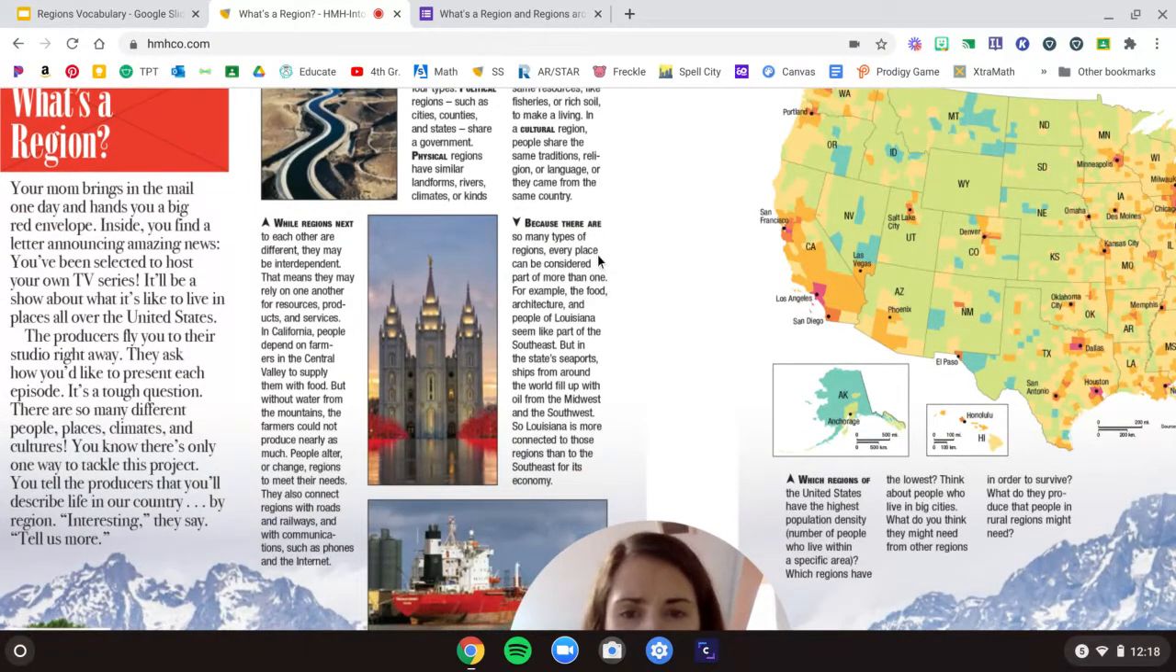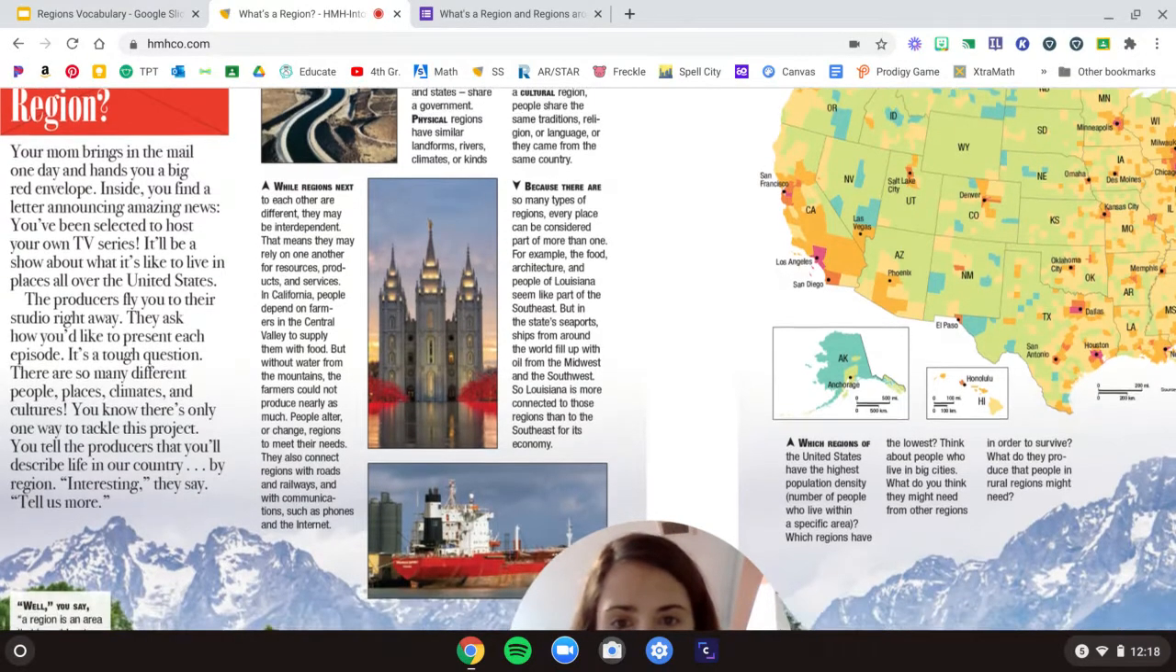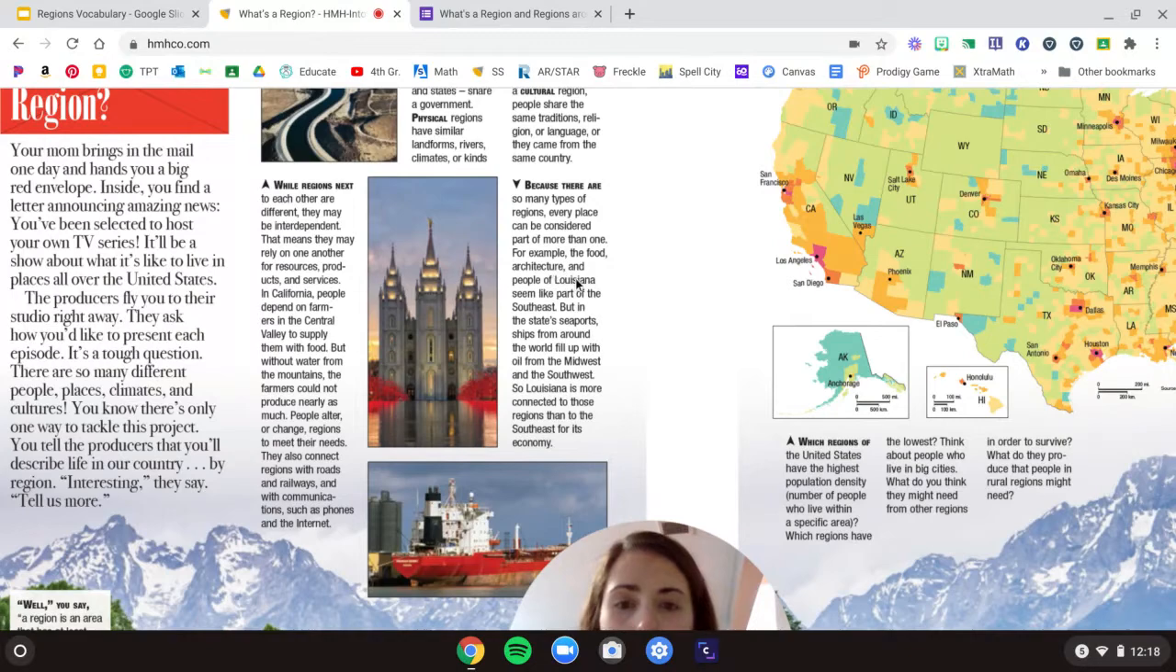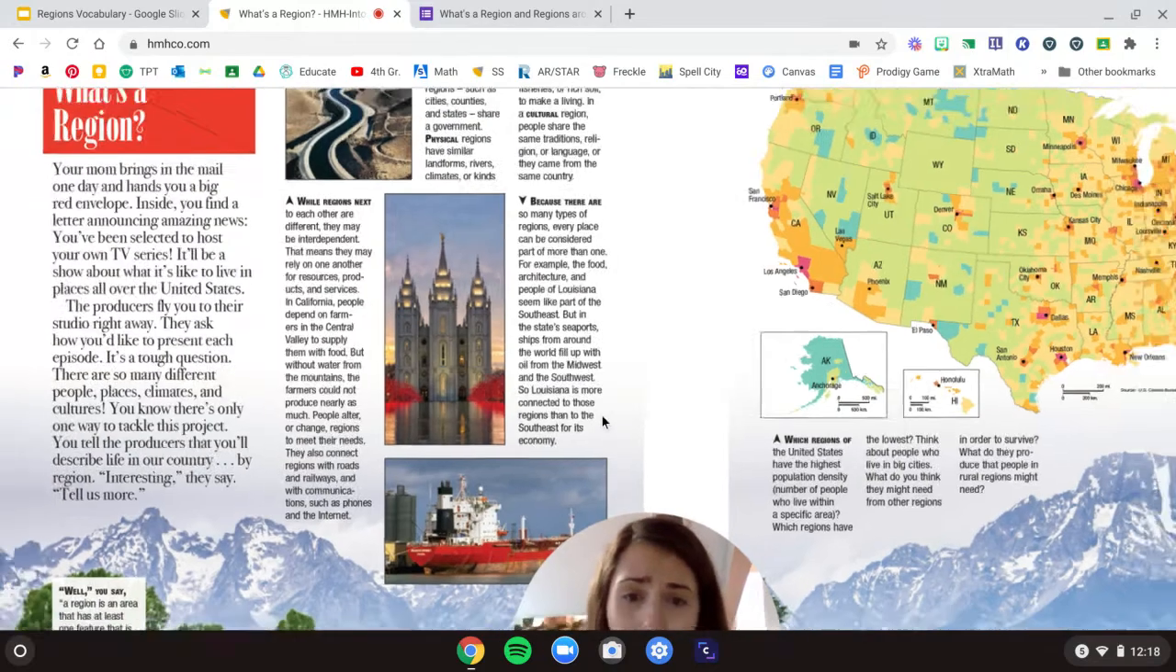Because there are so many types of regions, every place can be considered part of more than one. For example, the food, architecture, and people of Louisiana seem like part of the Southeast. But in the state's seaports, ships from around the world fill up with oil from the Midwest and the Southwest. So Louisiana is more connected to those regions than to the Southeast for its economy.